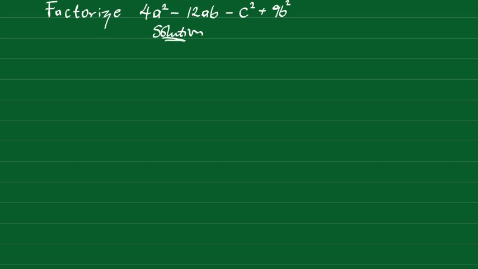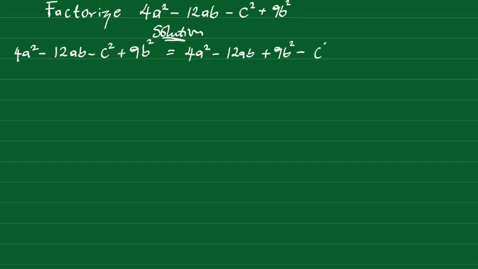Next, we copy out our expression. So we have 4a squared minus 12ab minus c squared plus 9b squared. Now, in order for us to solve this, we regroup this expression to form a trinomial. That is, we write 4a squared minus 12ab plus 9b squared minus c squared.